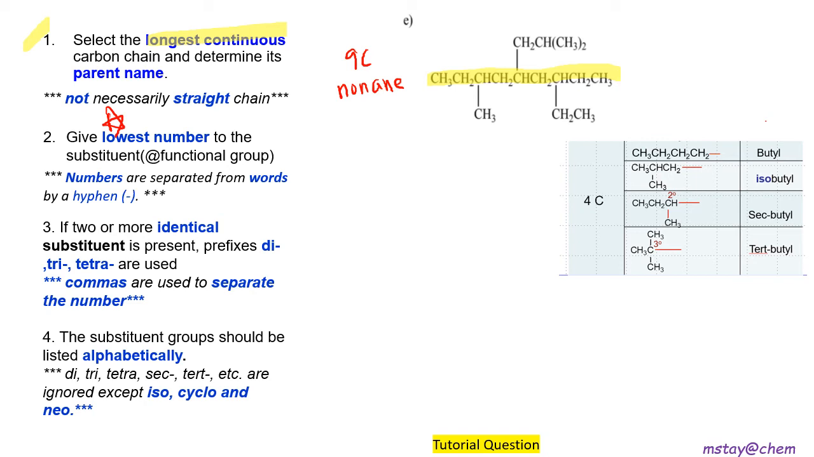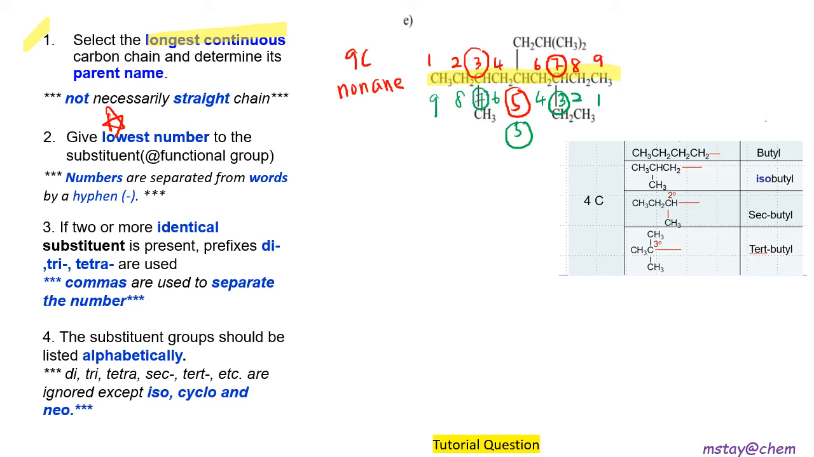Step number 2, we need to give the lowest number. So we can number from the left: 1, 2, 3, 4, 5, 6, 7, 8, 9. Or we have the other way around, number from the right: 1, 2, 3, 4, 5, 6, 7, 8, 9. So from here, for the red color one, we have a substituent at 3, then a substituent at 5, and then a substituent at 7. For the green color, still the same: 3, 5, and 7.